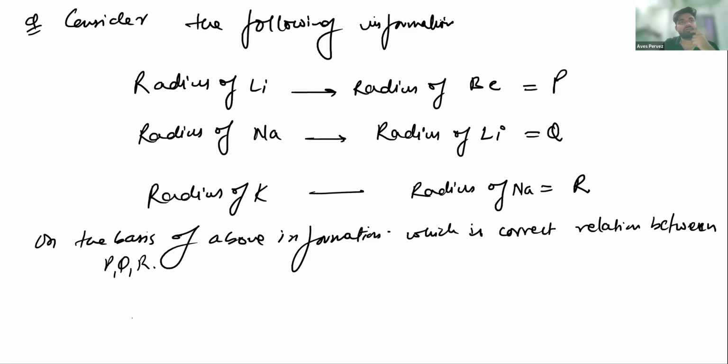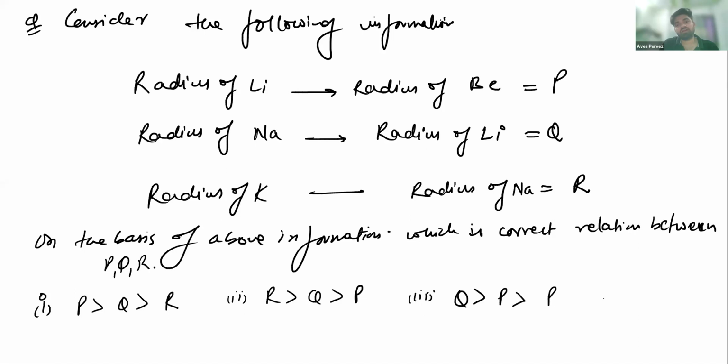First of all, K is greater than Ba, Ba is greater than strontium, is greater than calcium. Or let it be. We have given this information to you. Now note it down. The first option is P greater than Q greater than R. The second option is R greater than Q greater than P. The third option is Q greater than P greater than R. And the fourth option is R greater than P greater than Q. Which one is the correct option?